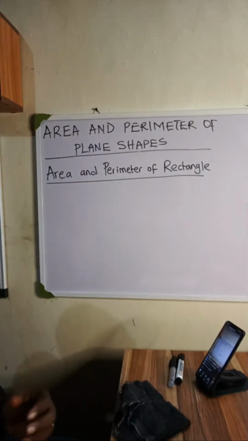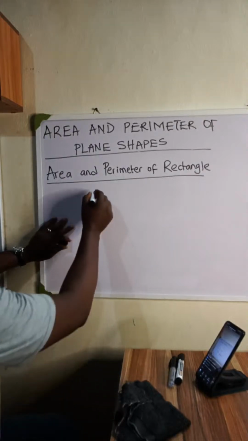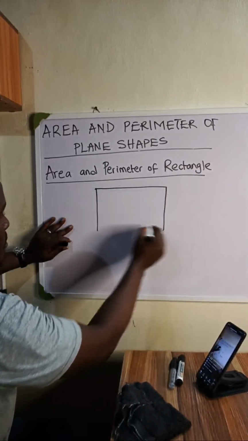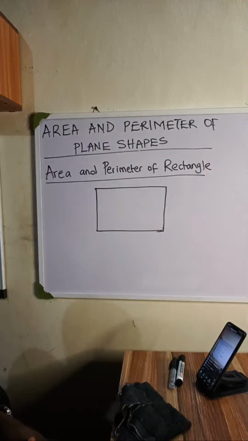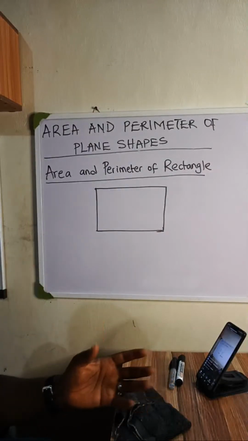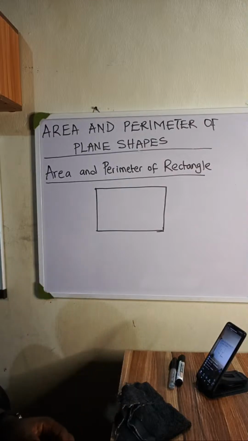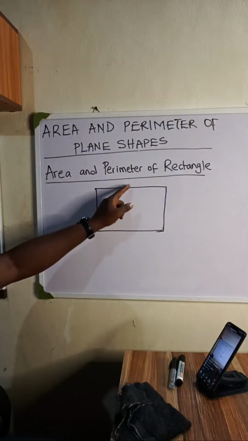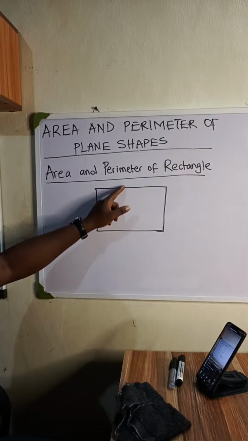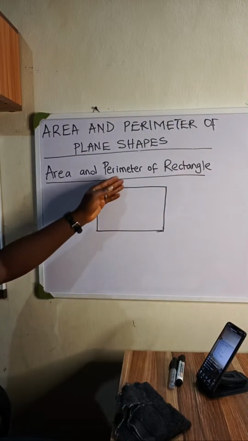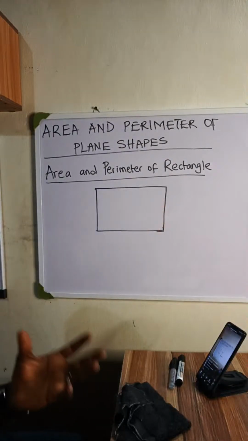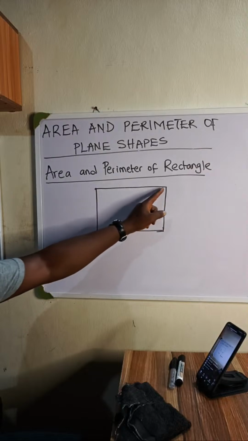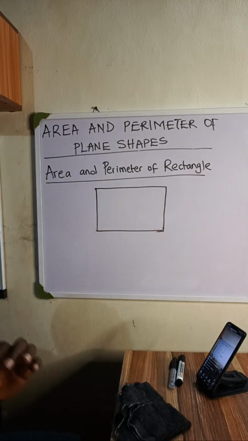So first thing we need to know is, what is a rectangle? Let's draw a rectangle. A rectangle is a plane shape that has four sides. These four sides are not all equal. However, the opposite sides are equal. So this side and this side are equal, and this side and this side are equal. Also, all the angles of a rectangle are equal.